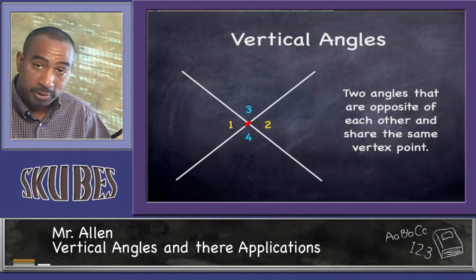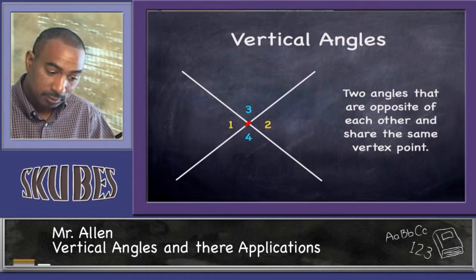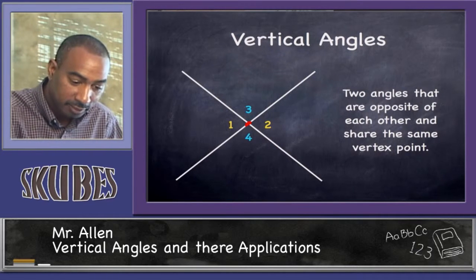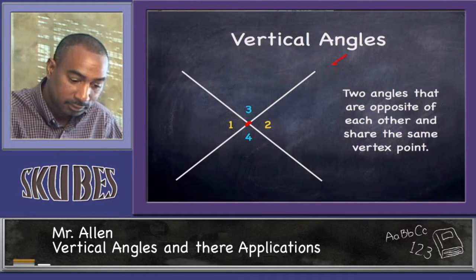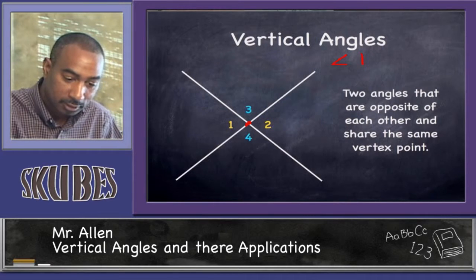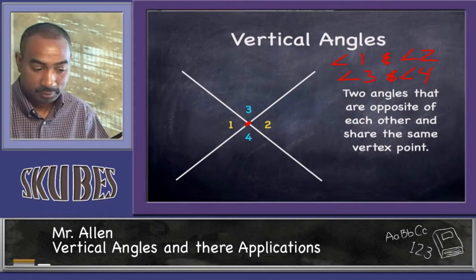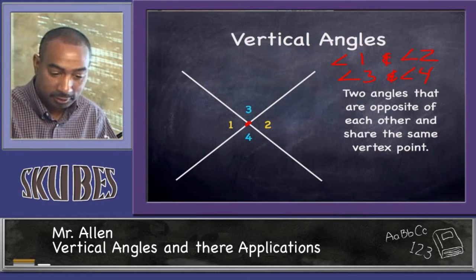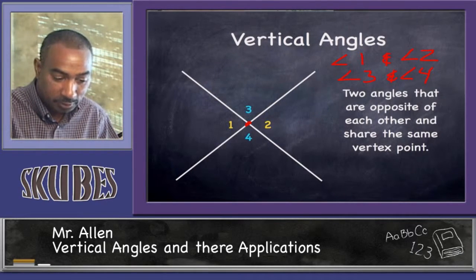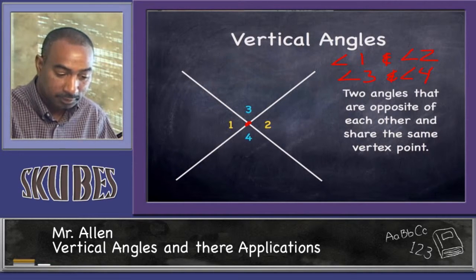We have two examples of vertical angles. We have angle 1 and angle 2, and we have angle 3 and angle 4. They are vertical angles because they share the same vertex point and they're opposite of each other.